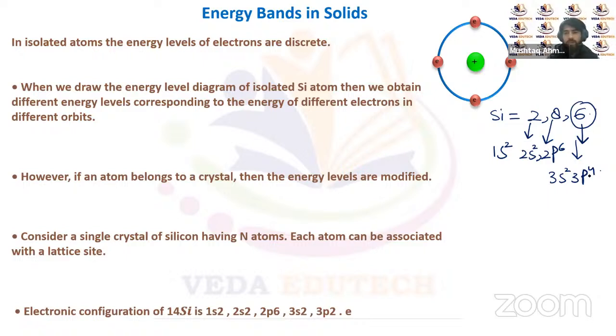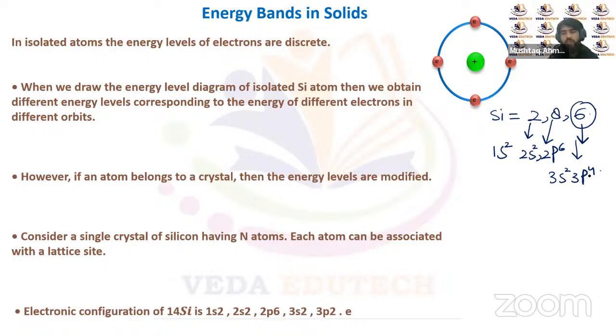Now we can see here the 3s orbital is a fully filled orbital, it's a stable orbital. Now talking about 3p4, it's a partially filled orbital. It means that this orbital will take part in the bonding in case of solids. Now talking about the isolated silicon atom, all these electrons are in orbits according to the Bohr model.